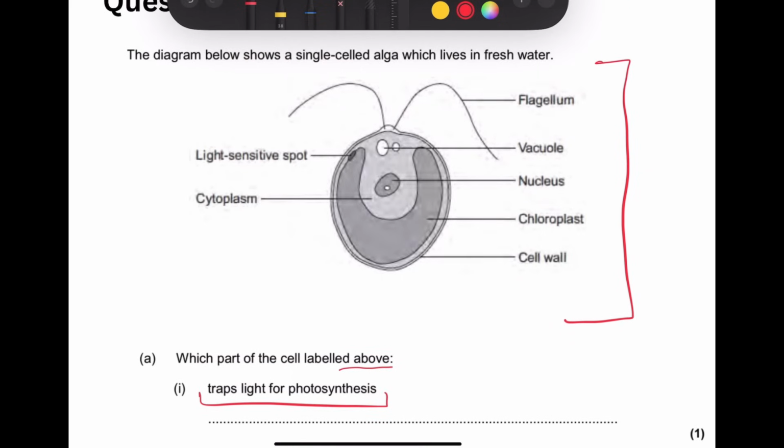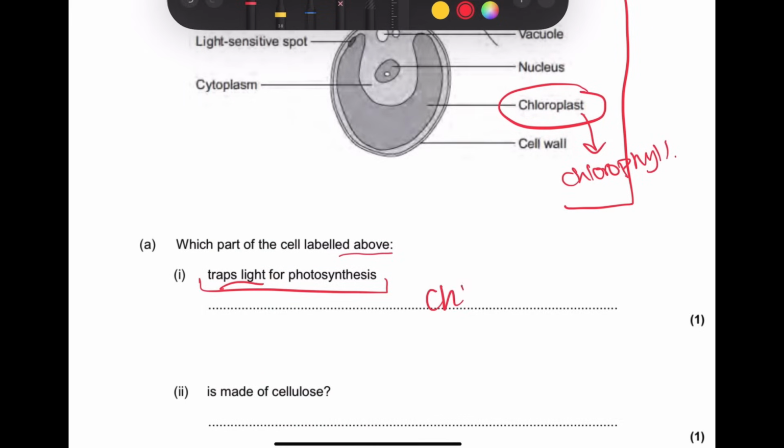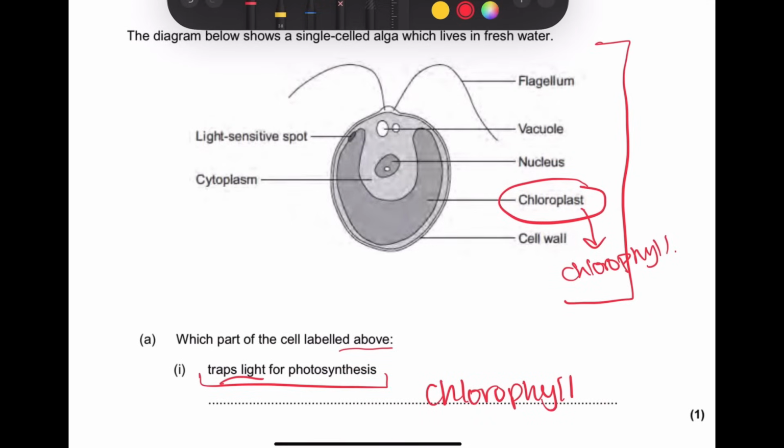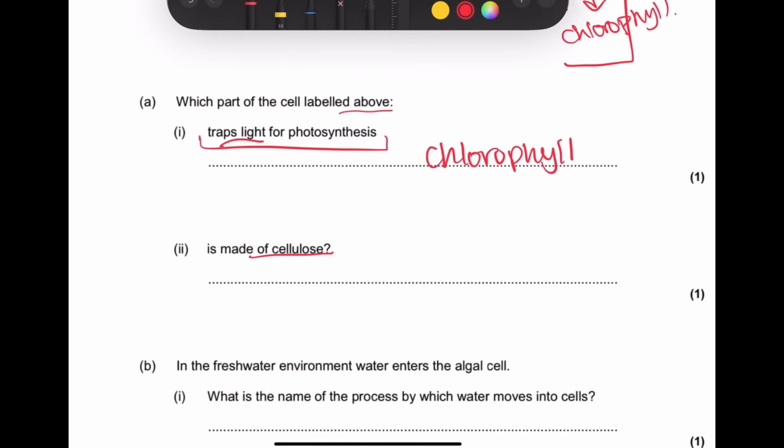If we look up, this is the chloroplast. This is because it has something called chlorophyll, and this chlorophyll is a pigment and it traps light for photosynthesis. So which part is made out of cellulose? The only thing made out of cellulose is the cell wall, and it's this part. This is only unique to plant cells.